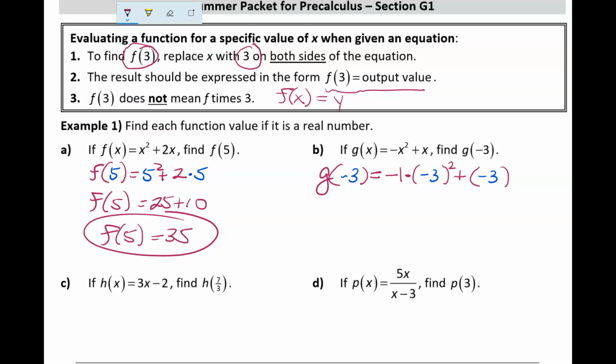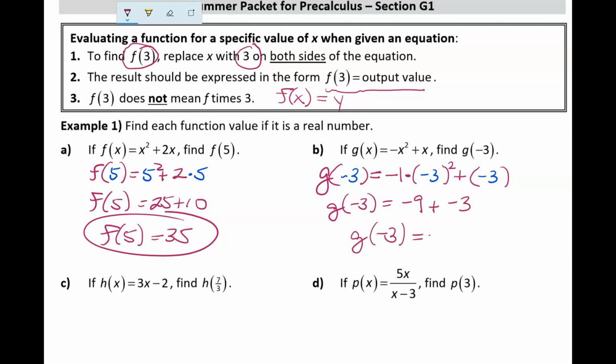And when we're evaluating this one, you have to be super careful. We have to follow order of operations. You have to do the squaring on the negative 3 first, and then multiply it by negative 1. So that's going to give us positive 9 times negative 1 is negative 9, plus negative 3. So g of negative 3 is negative 12.